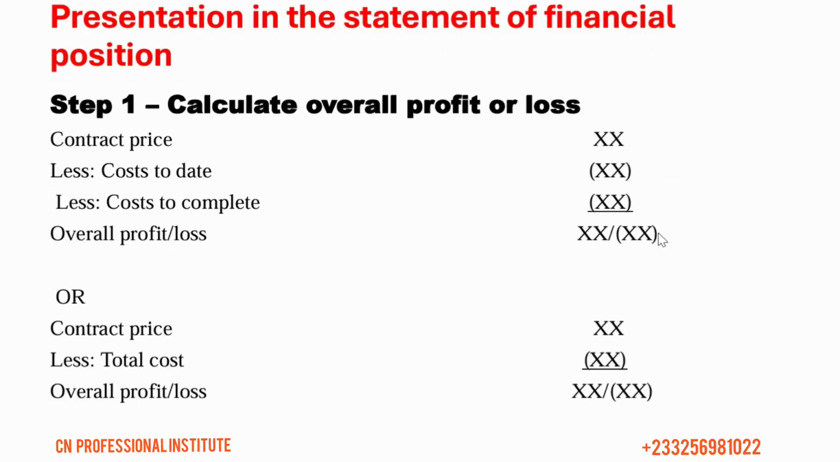So if you are presenting in the financial statements, what do we do? So we look at the presentation in the profit or loss account and presentation in the statement of financial position. Are you following? So we go through some steps. Are you getting it? In order to record revenue or our cost of sales, we go through some steps. The first thing you do is calculate what we call overall profit or loss.